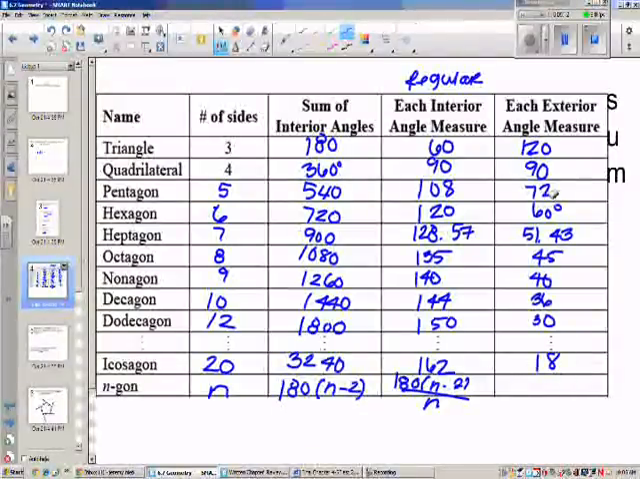Okay. And to get each exterior angle, we just think, well, an exterior and interior angle have to add to 180, so we got 120 for the triangle. 90 plus 90 is 180. 180 minus 108 is 72, and so on all the way down.